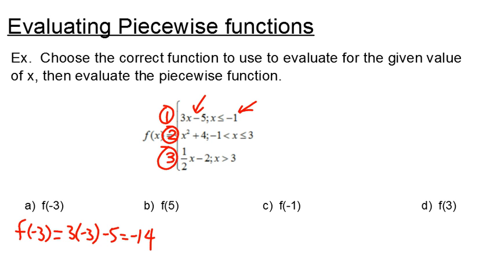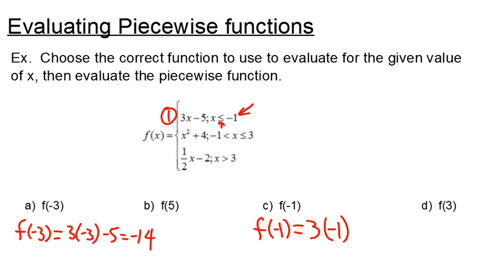For C, f at negative 1. Well, wait a minute. I've got a problem here. For negative 1, let's see. Ooh, this is negative 1 here, but that's negative 1 here. Which piece do I use? Well, if you think about it, doesn't it say to use the first piece when x equals negative 1? The second piece will not be used when x equals negative 1, right? Because it's not inclusive. So I know that I have to use that first piece again. So when you do that, you're going to get negative 8.